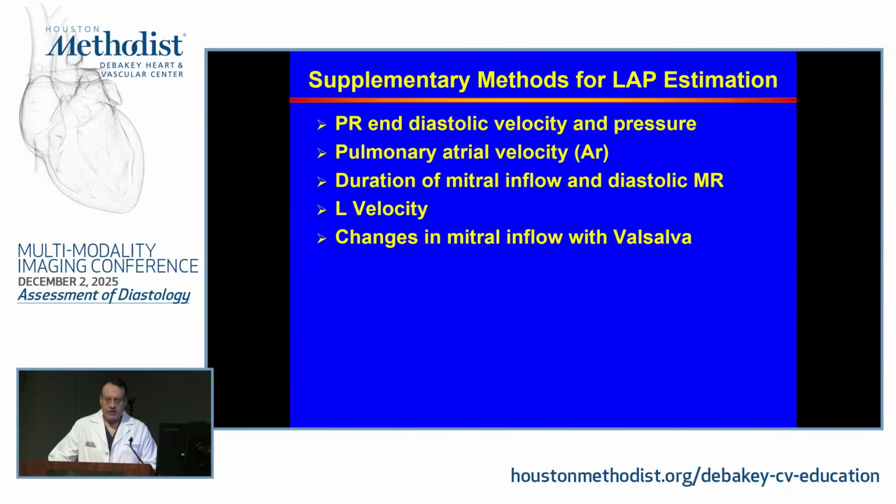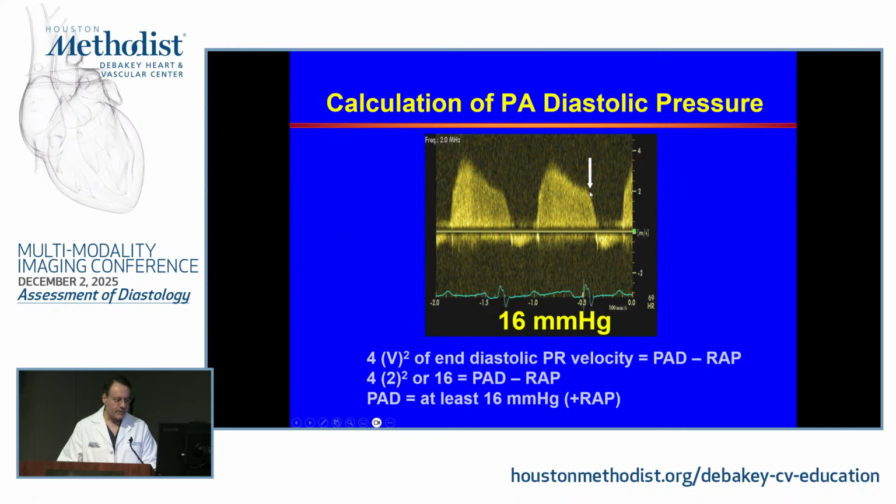There are supplementary methods that are recommended in the 2025 guidelines for estimation of left atrial pressure, including PR end diastolic velocity, pulmonary vein atrial velocity, duration of mitral inflow and diastolic mitral regurgitation, L velocity, and changes in mitral inflow with Valsalva. The PA diastolic pressure in the absence of pulmonary vascular or parenchymal disease tracks the left atrial pressure. It's a few millimeters of mercury higher.